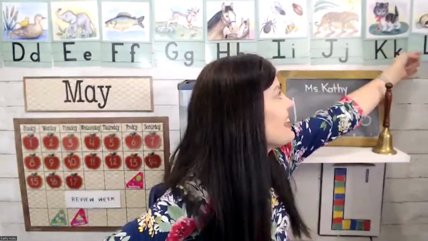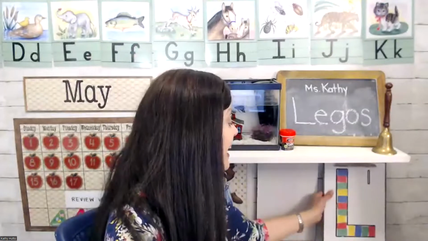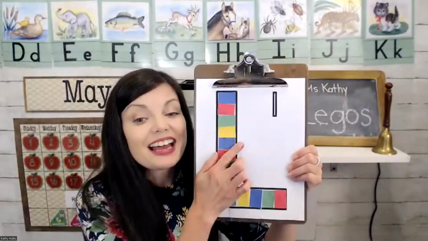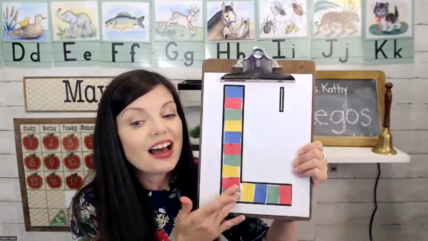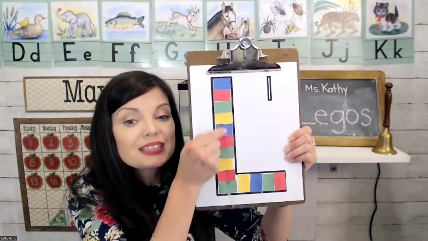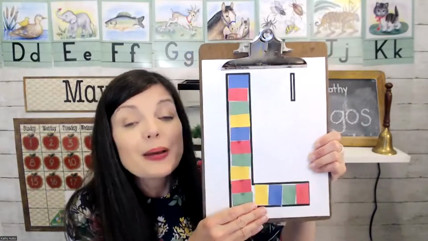Today's letter is the letter L. Can you say L? And L is for Legos. Do you like to play with Legos? Well, I decorated my letter L to look like I was stacking Legos. I just cut out some colorful pieces of construction paper and I just built those up this way, and that's how I decorated letter L today. By decorating the letter, it helps with recognition.